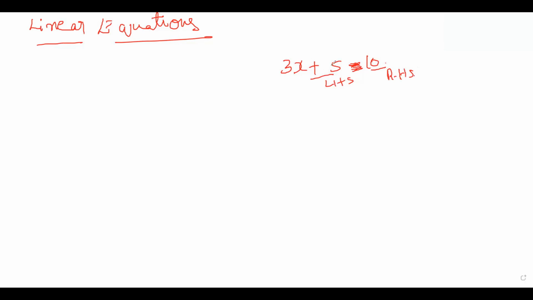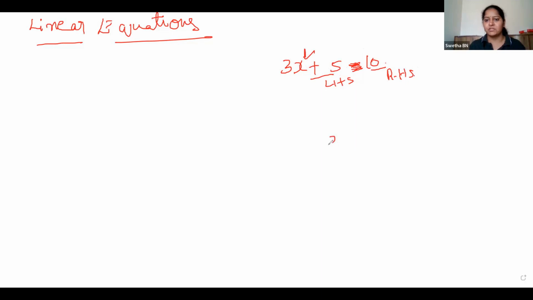Ma'am, x is the variable. X is the variable right now. So we have only one variable. And what is the power of x? It is 1. If there is no number, you know it is 1. The power of the variable is 1, so the highest degree of the variable is 1. So it is called a linear equation in 1 variable.